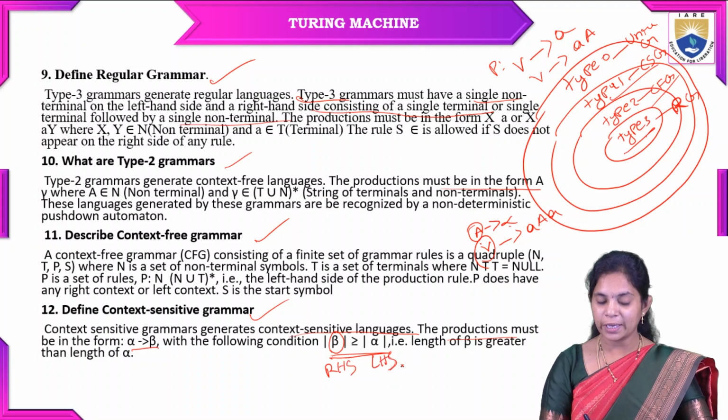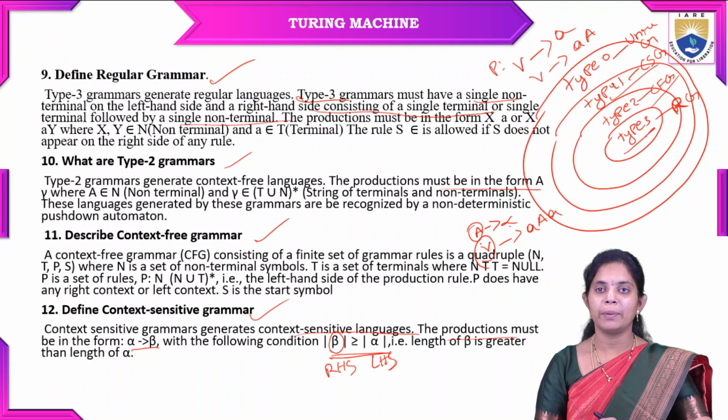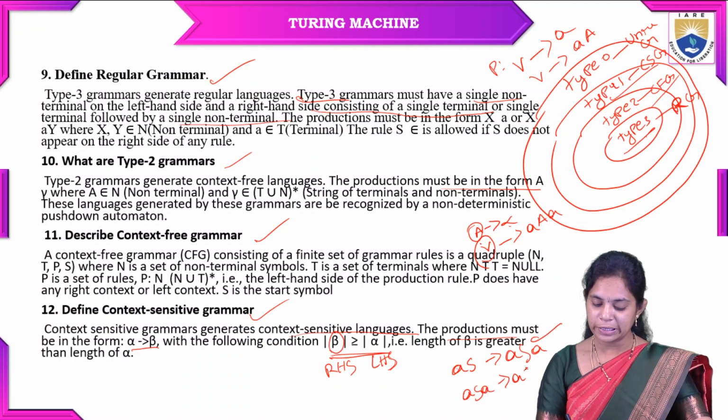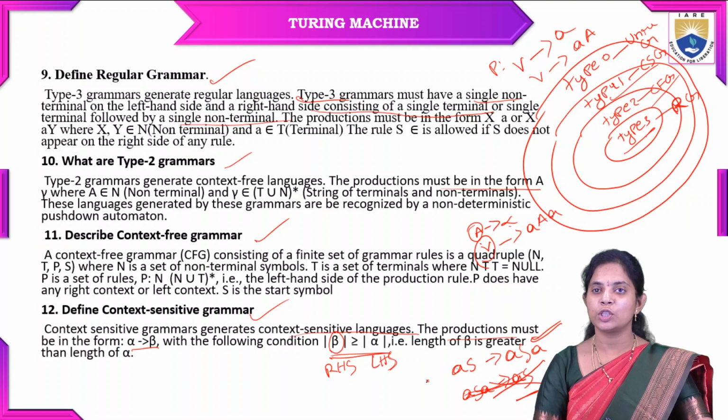Every time, the length of the right hand side should be greater than or equal to the left hand side. For example, A, S, A tends to A, S, A is acceptable, but A, S, A tends to A, S is not acceptable. Why? Because the length of the right hand side is less when compared to the left hand side, so this is not acceptable.